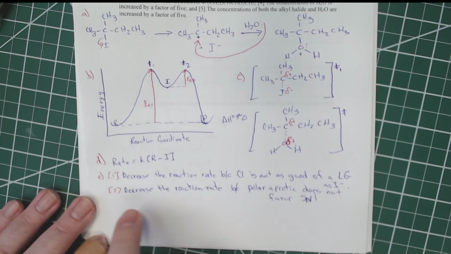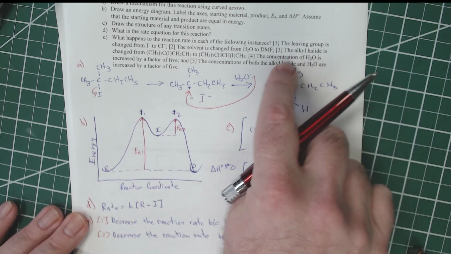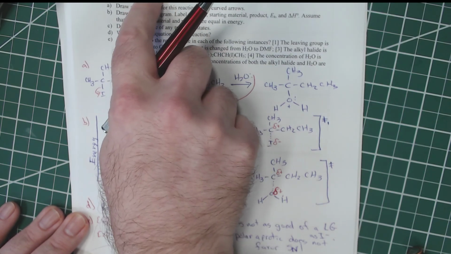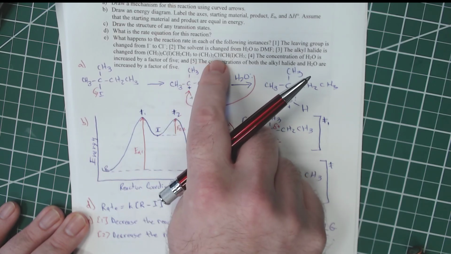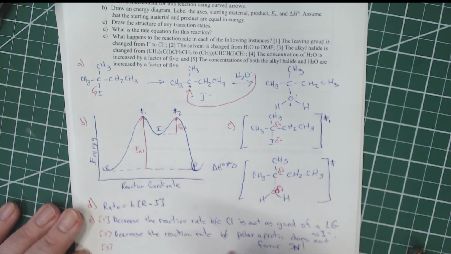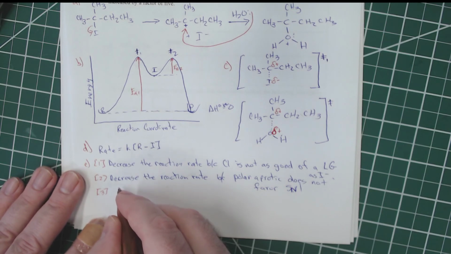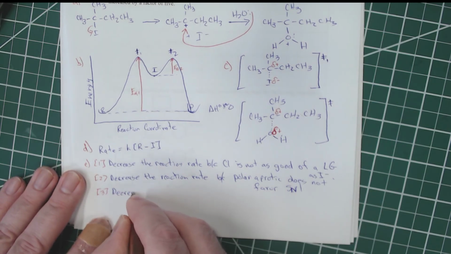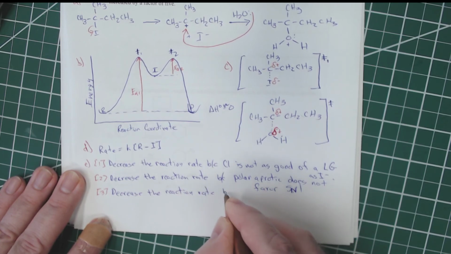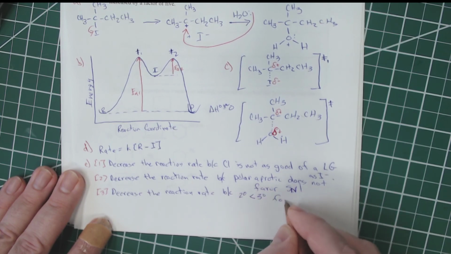All right. And then on the third part of this, the alkyl halide, and you just get back up here, the alkyl halide is changed from CH3 CH2CH3, so that's the tertiary alkyl halide, that one, to CH3 CH, so that's a secondary alkyl halide. All right, so because it's changing to a secondary alkyl halide, it's going to slow down the rate. So it will decrease the reaction rate because secondary is slower than tertiary for SN1.